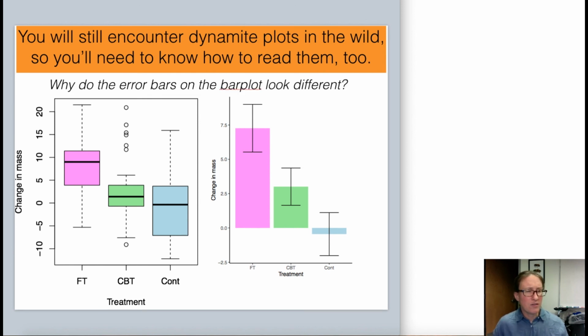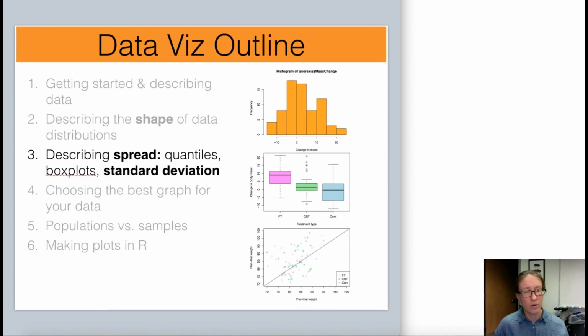But as you scrutinize this, you might discover you have another question, which is, why do the error bars on this bar plot look different from the error bars on the box plot? And we're going to talk about that in the next video.